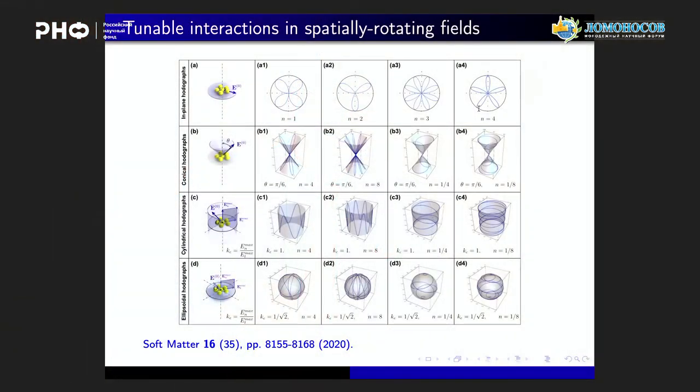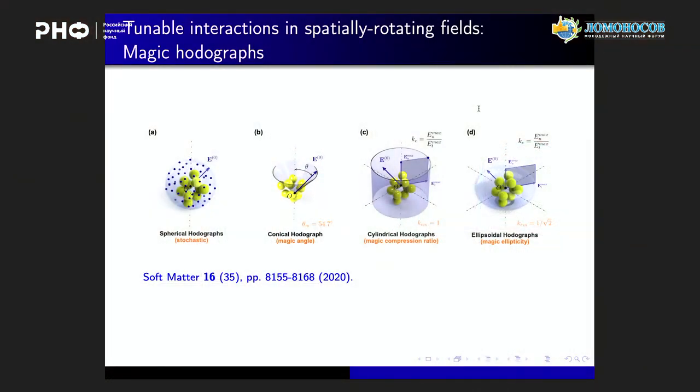it would correspond to rotation in a plane with some rhodonea cyclographs of the field, or it could be conical cyclographs, when the vector of the external field is every time on the conical surface, or it could be a cylindrical cyclograph or ellipsoidal cyclograph. And the most interesting thing is that depending on the parameters of these cyclographs, you can arrange different kinds of interactions. You can design the interactions between individual particles to observe different phenomena which you would like to study. And here, an example of magic cyclographs is provided.